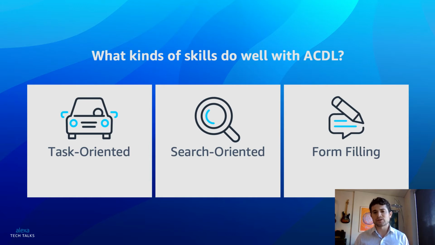The second type of skill that does really well with Alexa Conversations and with ACDL are search-oriented experiences. These are skills where the user is searching through a catalog of products to buy or music or whatever it may be, and also wants to ask refining questions about the different items that their search is turning up as they go. An iconic example of this is a recipe search skill. As we get into our example skill later in this talk, we've built a very simple version of a skill like this.